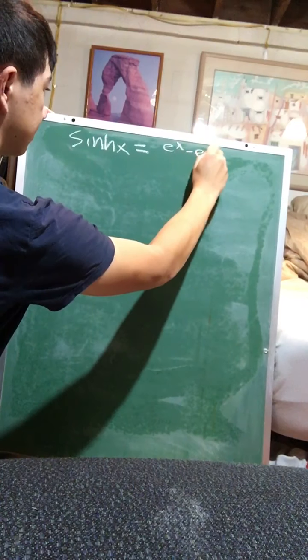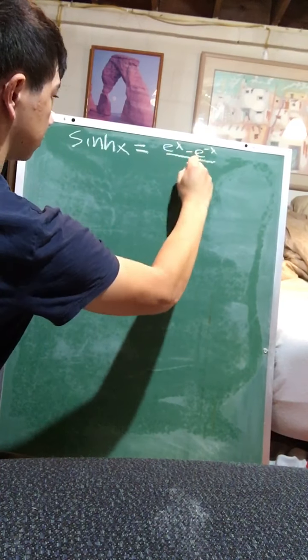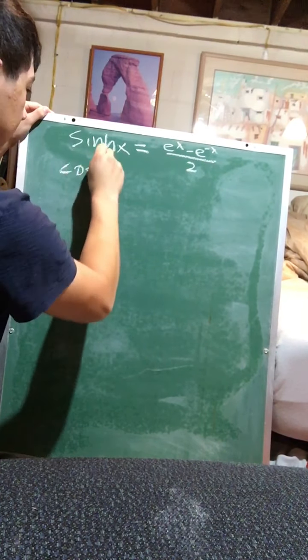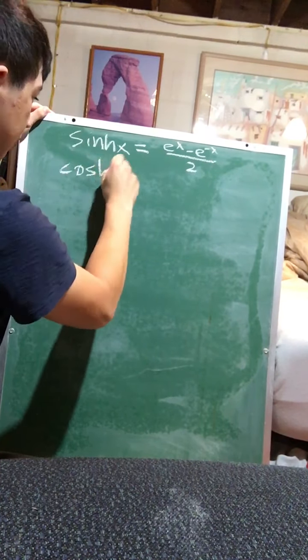So we have sinh x, which is what blackpenredpen calls it, right? And I will call it that because he calls it that. Sinh x is equal to e to the x minus e to the negative x all over 2. And of course, cosh x is similar: e to the x plus e to the negative x over 2, right?